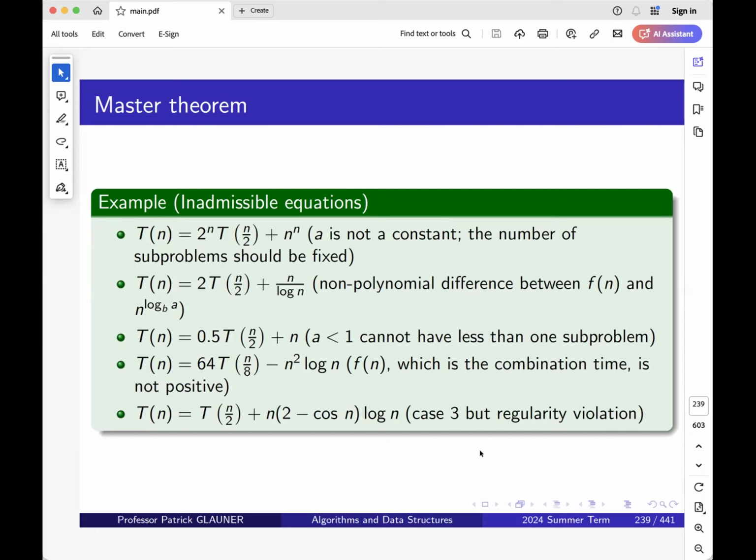So, the master theorem is now done. I think you have mastered it. And if you practice it a little bit more, I think this could be a very helpful experience.